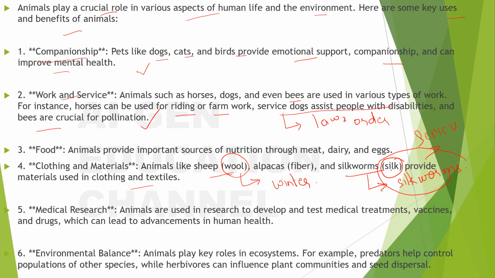Okay, I think in the 5th grade you will have had a detailed explanation about this concept of sericulture. Okay, and medical research. Animals are used in research to develop and test medical treatments, vaccines and drugs which can lead to advancements in human health.